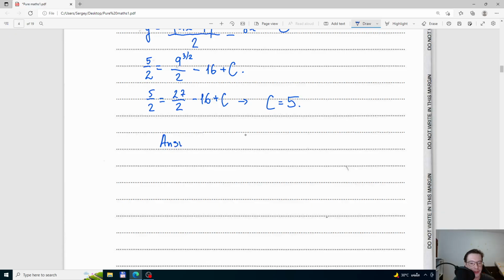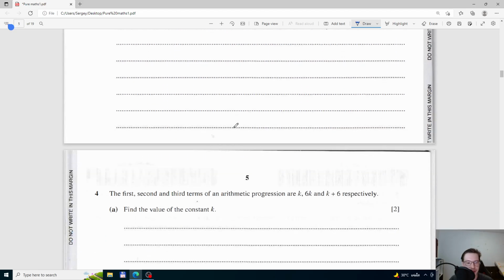And we're ready to state the final answer for this question. y equals (4x minus 7) to the power of 3 over 2 over 2 minus 8x to the power of 1 over 2 plus c, which is 5. And I will leave this as my final answer. Next question, please.